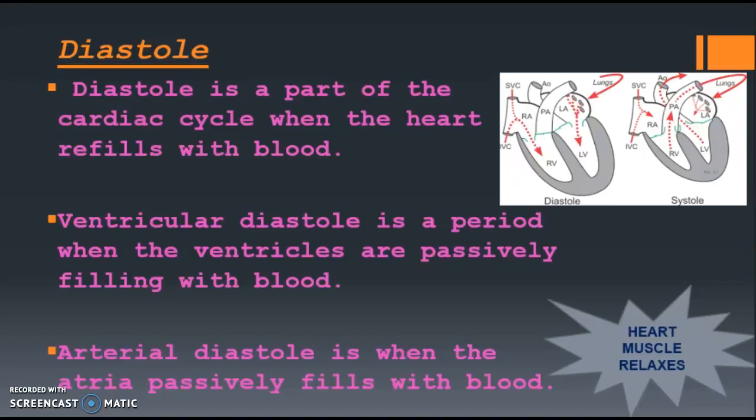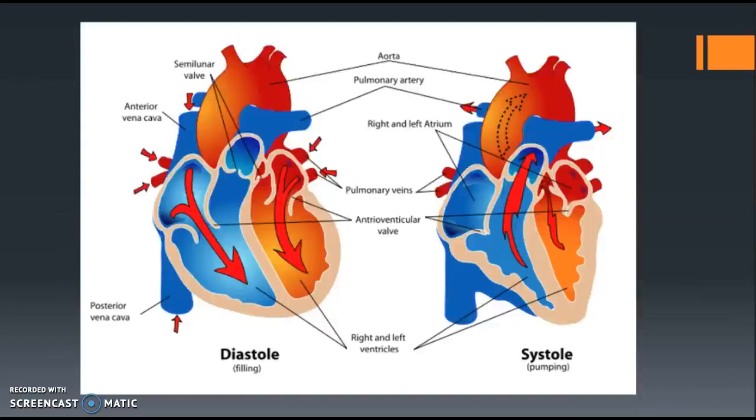The venous blood from the body enters through the superior vena cava and the inferior vena cava. The left atrium receives the oxygenated blood from the lungs through the four pulmonary veins. At the end of diastole, both atria contract, which means that an additional amount of blood goes into the ventricles. Here is another diagram just showing you more of the diastole, which is filling, and the systole, which is pumping the blood.